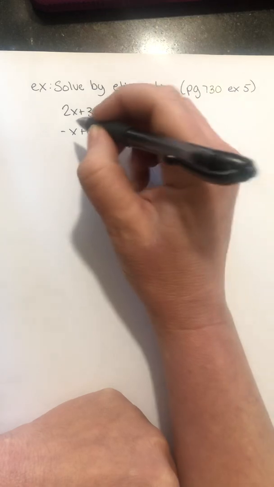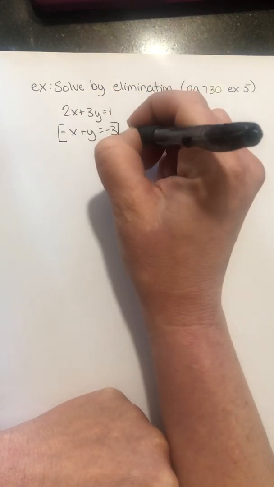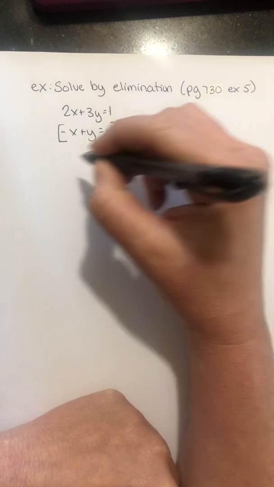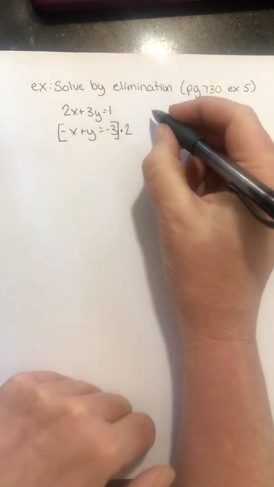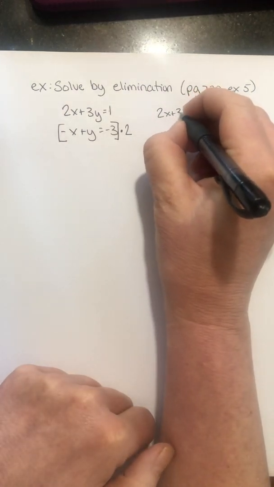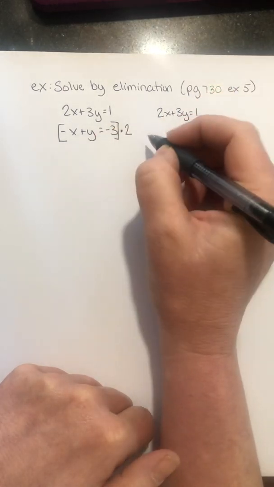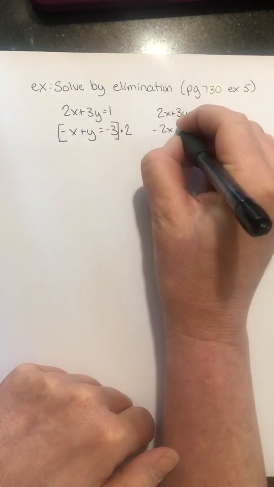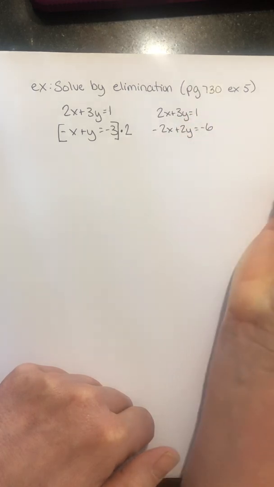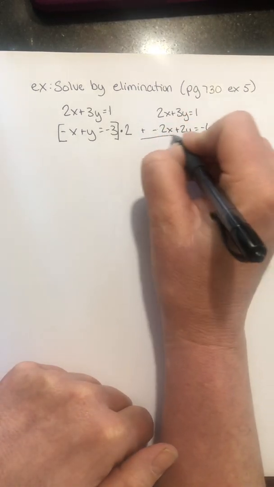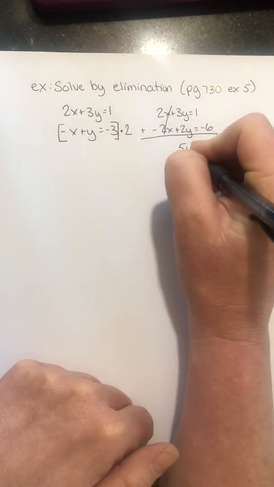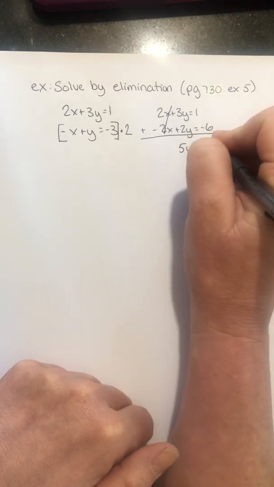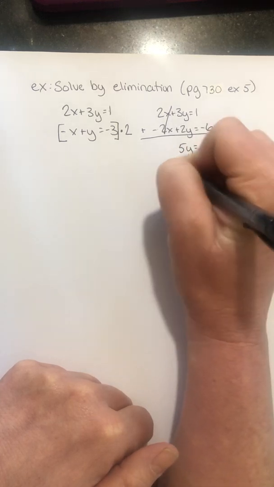So what I can do is I can multiply this second equation by 2, because you can multiply any equation by anything you want as long as you do it to every single number in the equation. So this first equation would stay the same, 2x plus 3y equals 1. And then the second equation would be negative 2x plus 2y equals negative 6. So now when I add those together, the x's cancel. 3y and 2y is 5y. 1 minus 6 is negative 5. So y is negative 1.